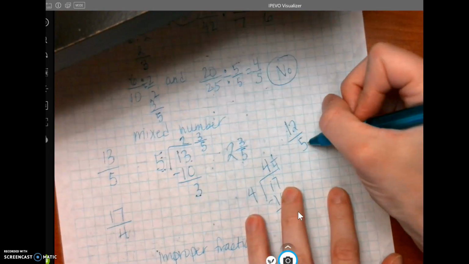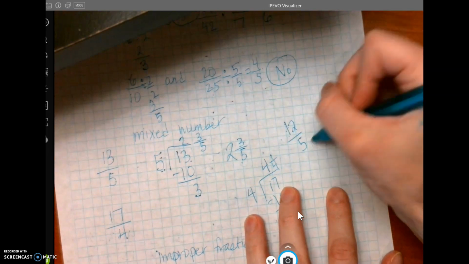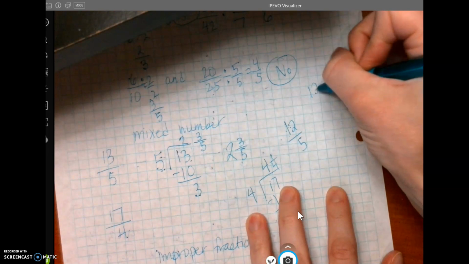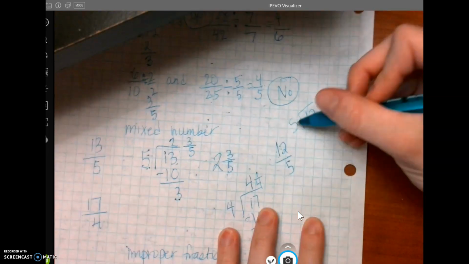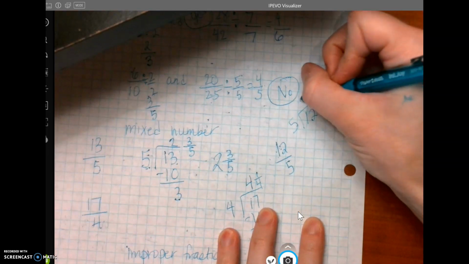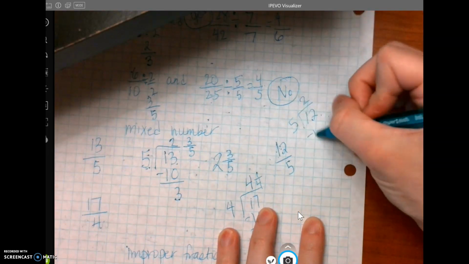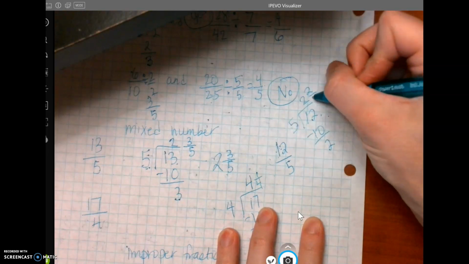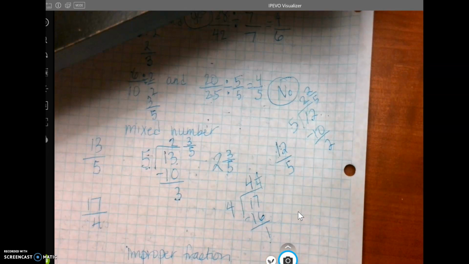All right, I'm going to do it now. I'm going to do long division. So 5 fits into 12 twice. 5, 10. That would be 10. And I'd have 2/5 left. So you should have gotten 2 and 2/5.